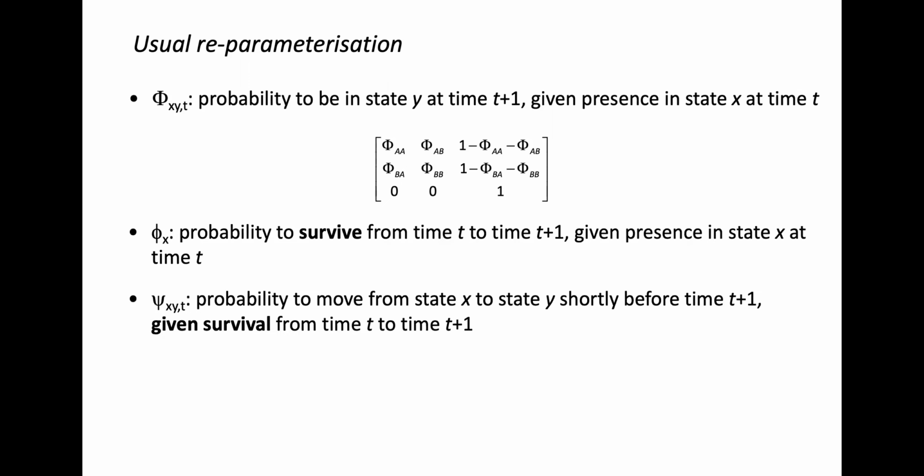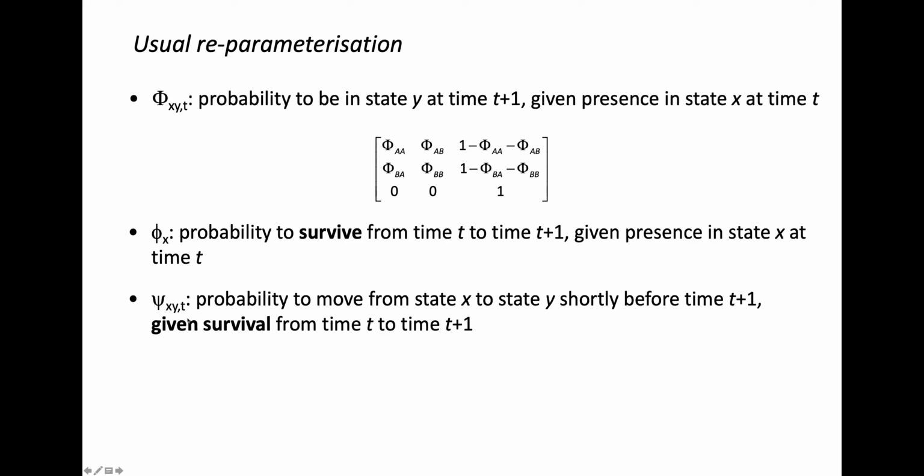Okay. So we're going to distinguish the two processes: the survival, which we will denote phi x, which is the probability to survive on the interval t plus 1, given that you were in state x at the beginning of the interval at time t. This is the same survival as in the Cormack-Jolly-Seber model, except that now we need to decide the state of the individual. And by convention, that is the state at the beginning of the interval.